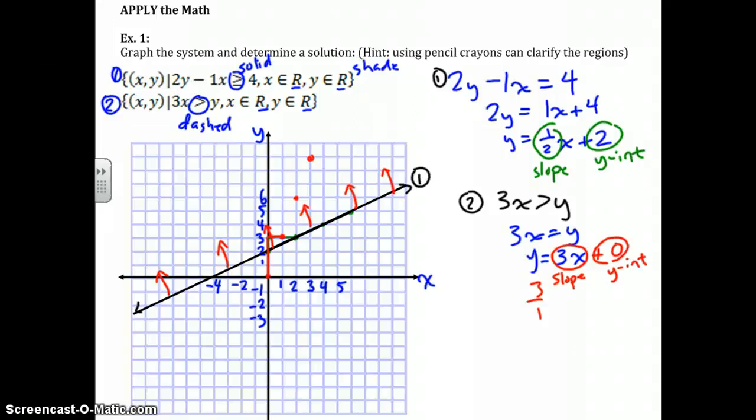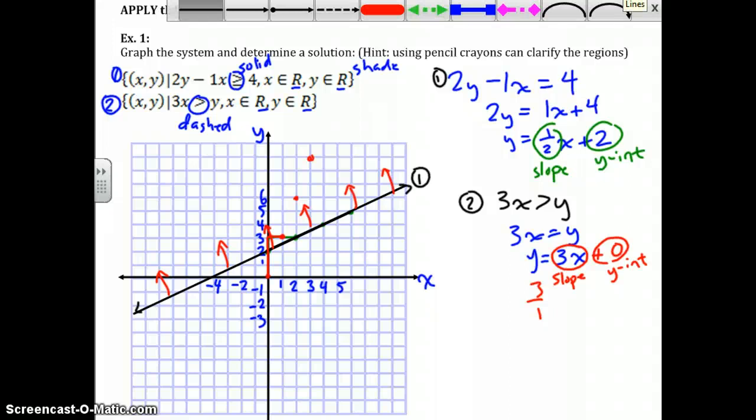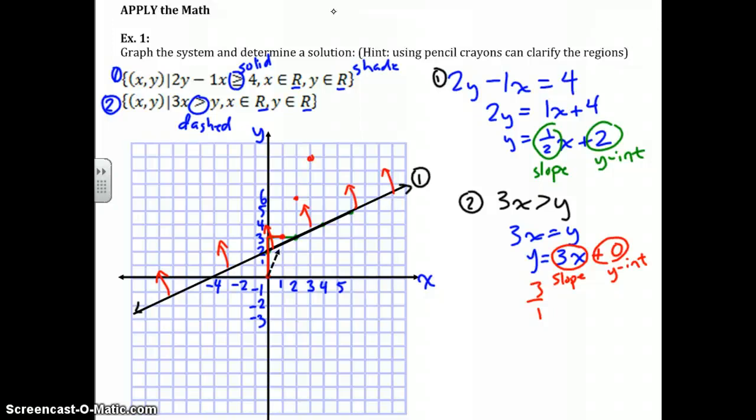But before we draw that line, remember that we need to use a dashed line for this. So we go through that with a dashed line again because it's just a greater than sign, it's not greater than or equal to. Okay, and something like that. So we've got our line. I'm going to quickly label that as number 2.